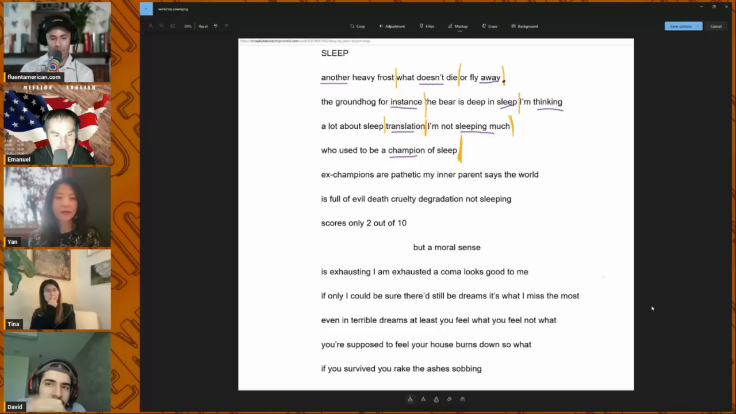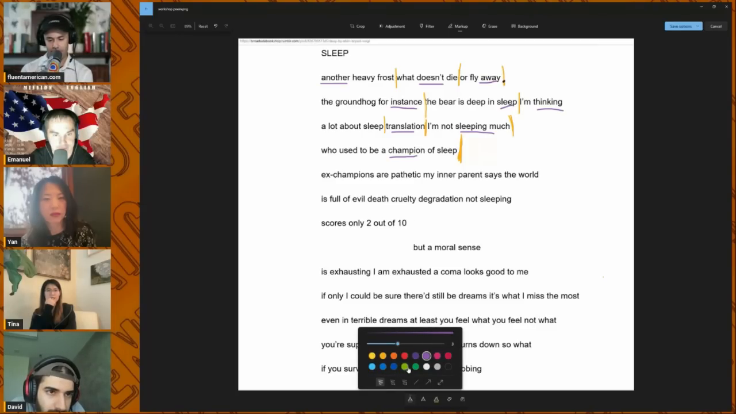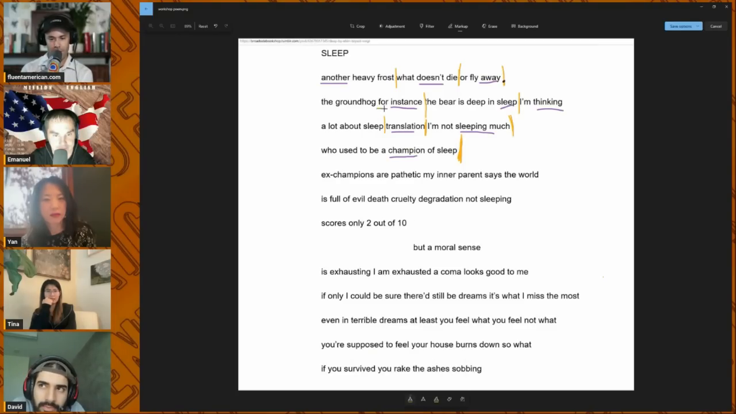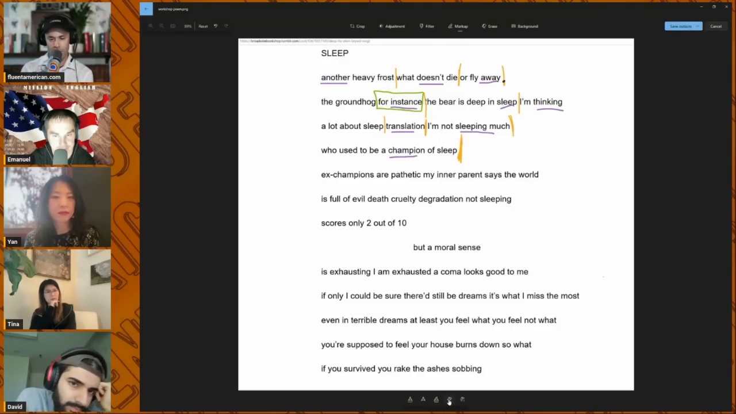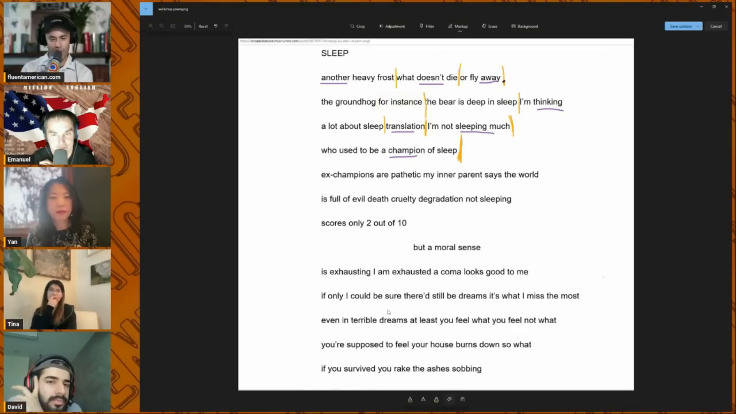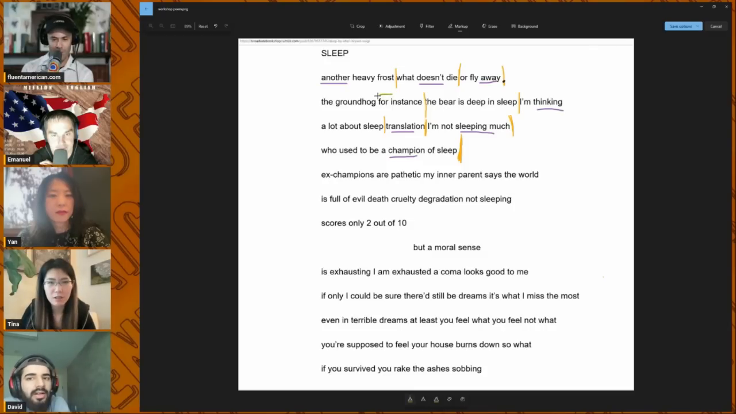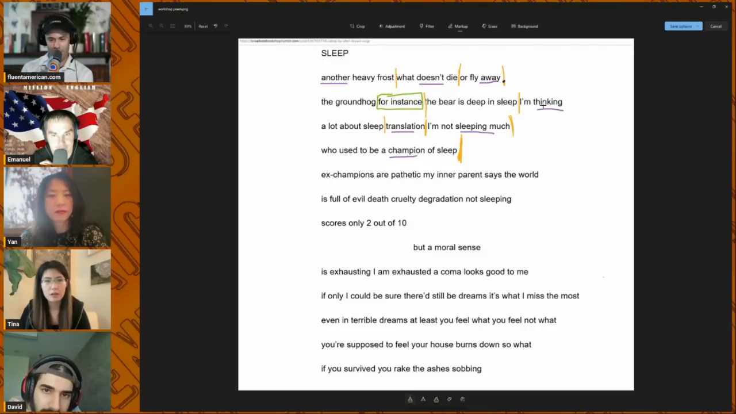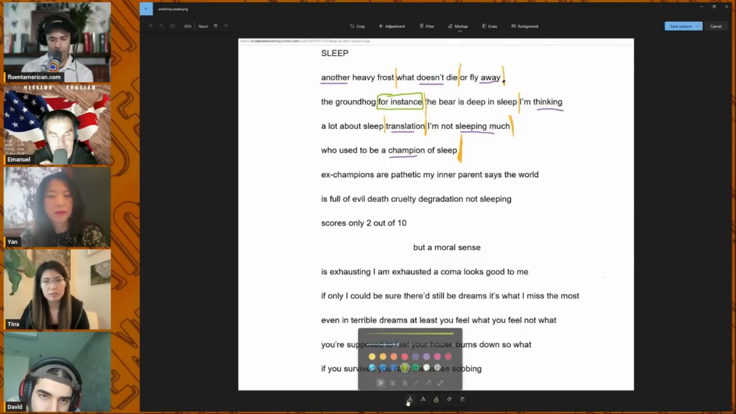Okay, so let me hold your hand through this. The groundhog, for instance, the bear is deep in sleep. Where do you want to go fast? For instance, it's very fast, and then, oh, but we're stressing deep in sleep. If we need to change stresses, what do you want to stress? I'll follow your lead. I want to stress groundhog and bear. And where do you want to go fast? Like for instance, in deep in sleep.